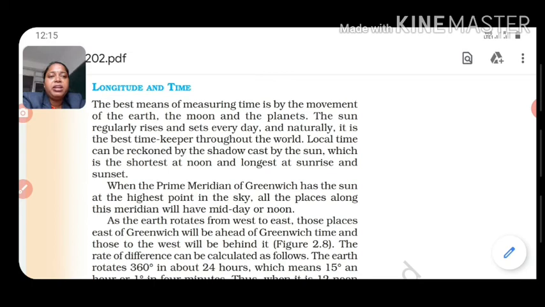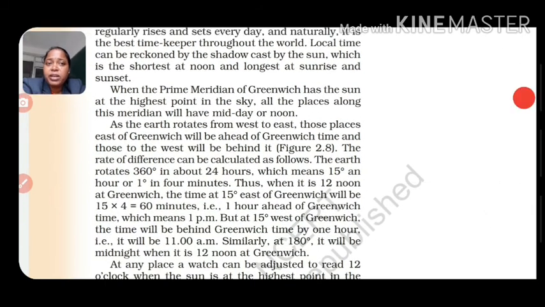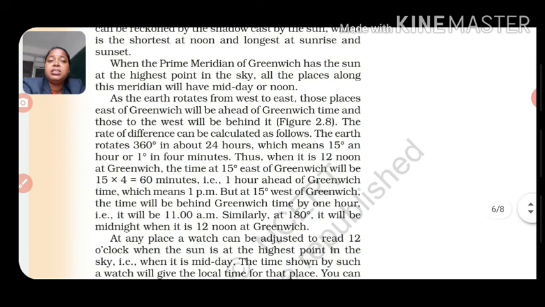When the prime meridian of Greenwich has the sun at the highest point in the sky, all the places along this meridian will have midday or noon, means 12 o'clock in the day, right? So as the earth rotates from west to east, as we already discussed before, those places east of Greenwich will be ahead of Greenwich time. Those to the west are behind it. Those in the ahead portion of Greenwich are having the day timings, and those behind Greenwich are having the night time at that point.